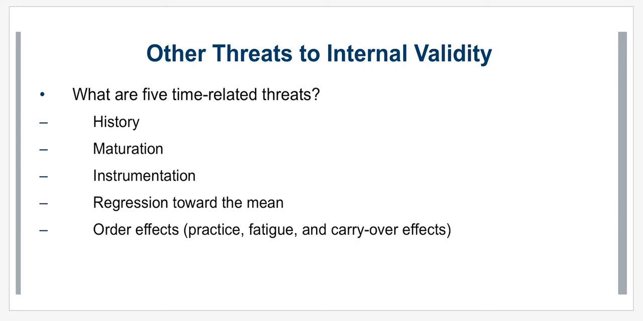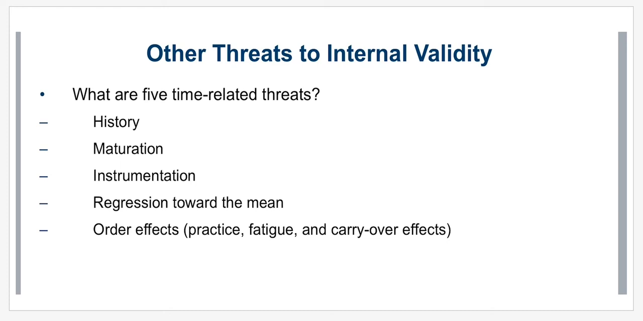The reason this is a problem is because your scores the second time or third time may change, regressing towards the mean, but that has nothing to do with the manipulation of the independent variable. It's just because they're regressing towards the mean. And so that is something to be aware of, especially if there are multiple testing occasions. Lastly is order effects. These are kind of what it sounds like.